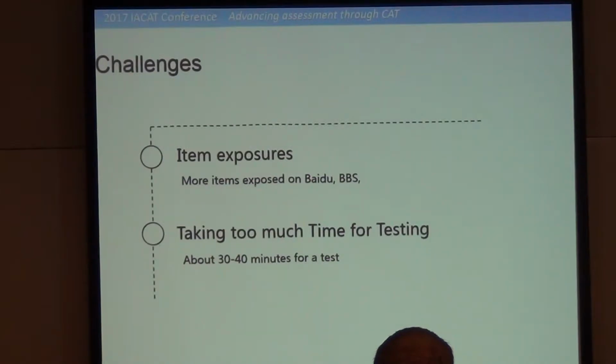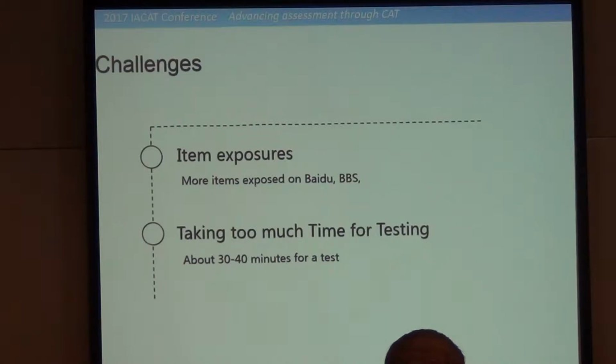One of them is item exposure. Many students will expose the items they did on Baidu or VBS after they complete the test. These behaviors threaten the fairness of the test and damage the reputations of the customers.